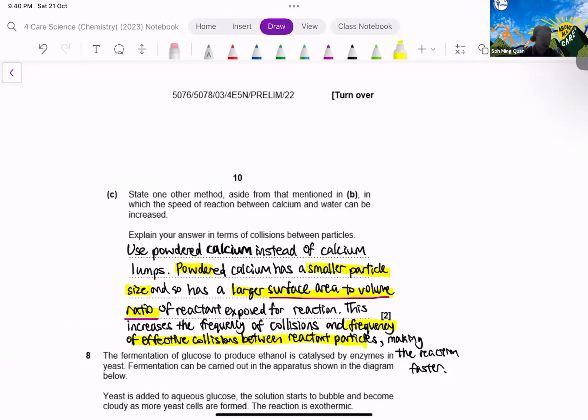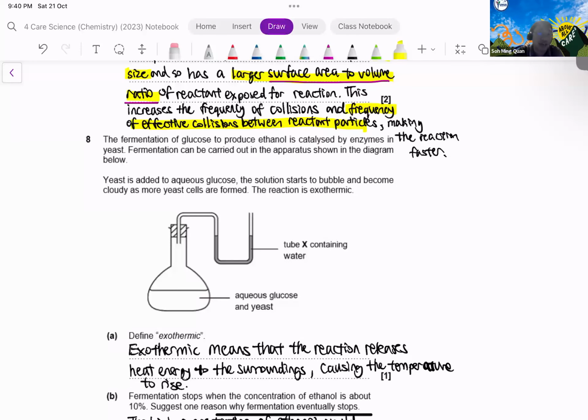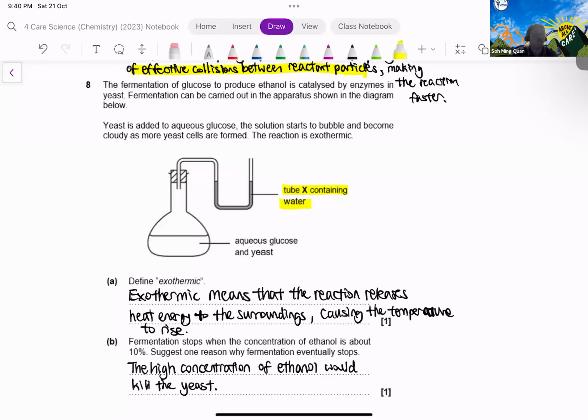Then we go on to fermentation. This one, I shall leave it up to you to read yourself mostly. I think it's not very hard. Most of the questions you are familiar with. However, if you notice, there's a very interesting tube containing water in this case. Usually, we will bubble the gas into lime water, not water. So what is the purpose of the tube containing water?